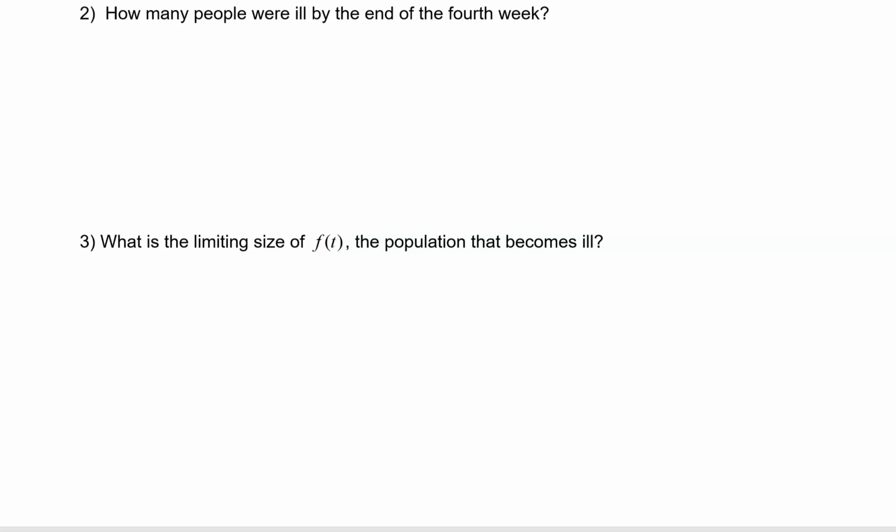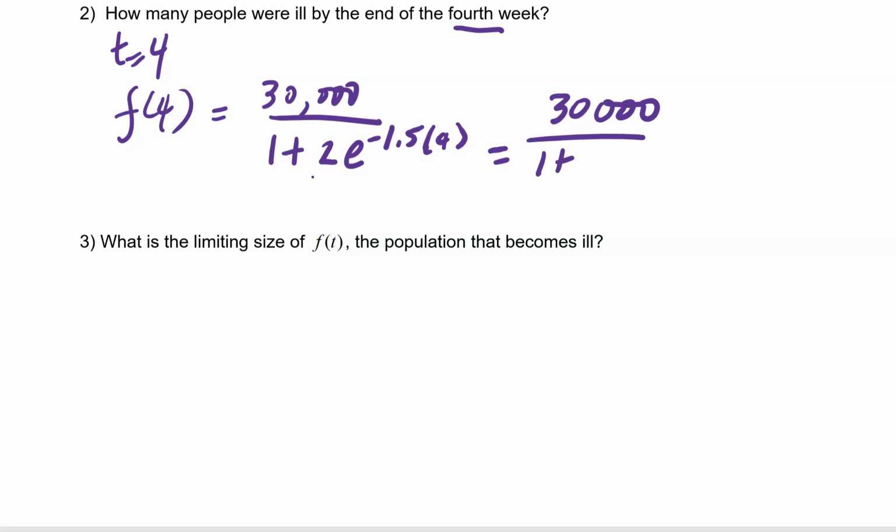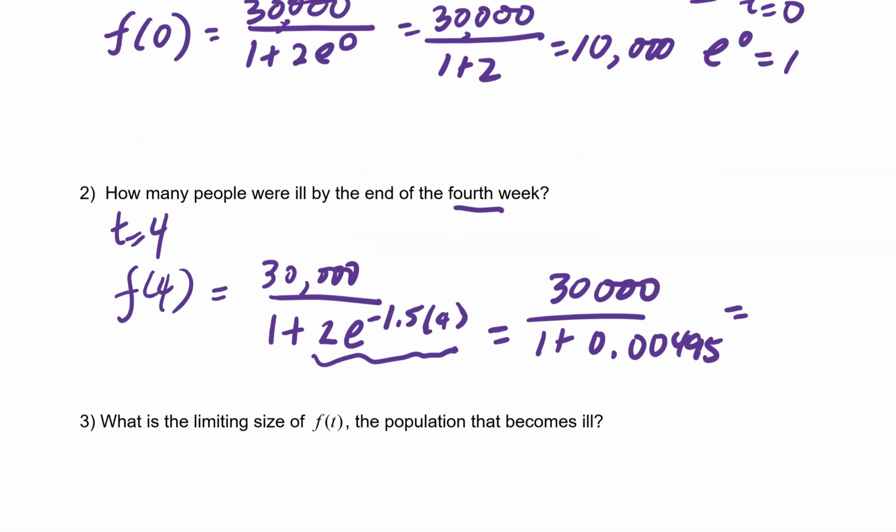The next question we're asked is how many people were ill by the end of the 4th week, and at this time we can say that t is equal to 4 because t is the time in weeks, so we will plug that into the equation. So we'll get that f of 4 is equal to our same 30,000, divided by 1 plus 2 e to the, now this time the constant is important, I've got negative 1.5, and the time t is 4, so we'll multiply here, and we end up with 30,000 divided by 1 plus, I'm going to do this calculation first, and it comes out to be 0.00495.